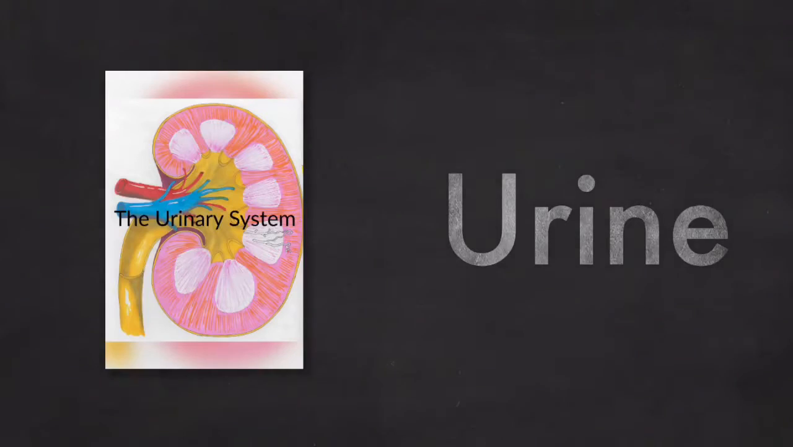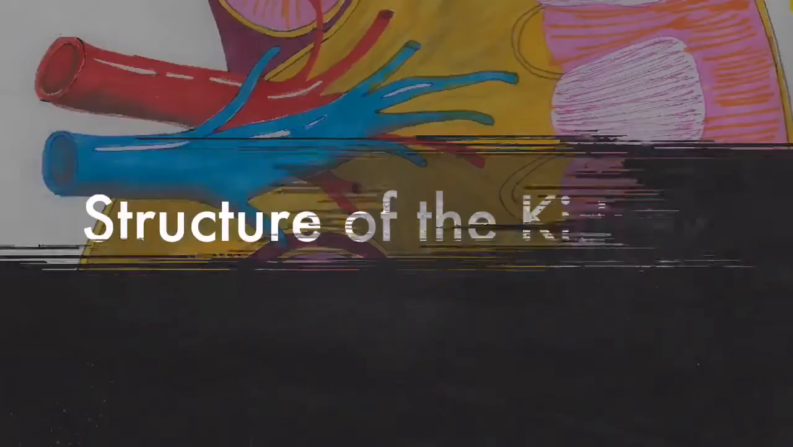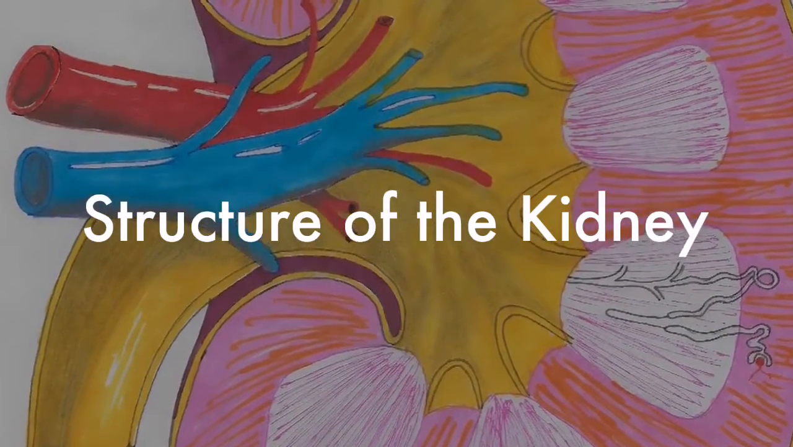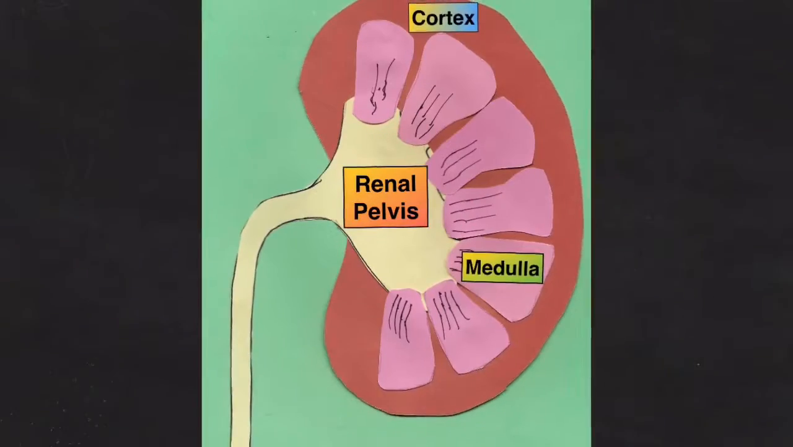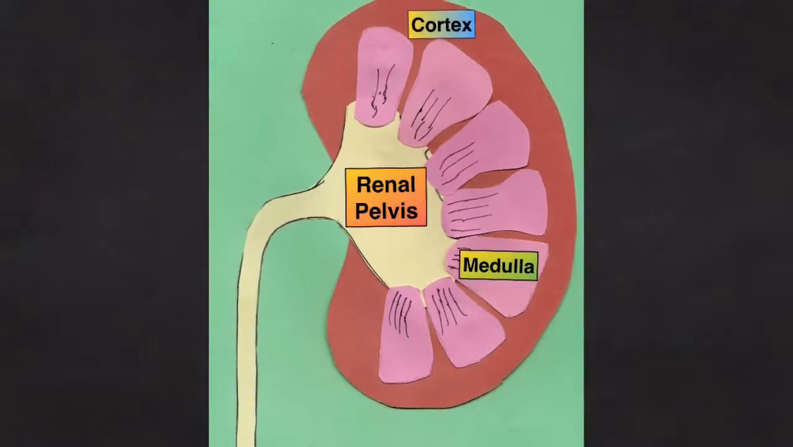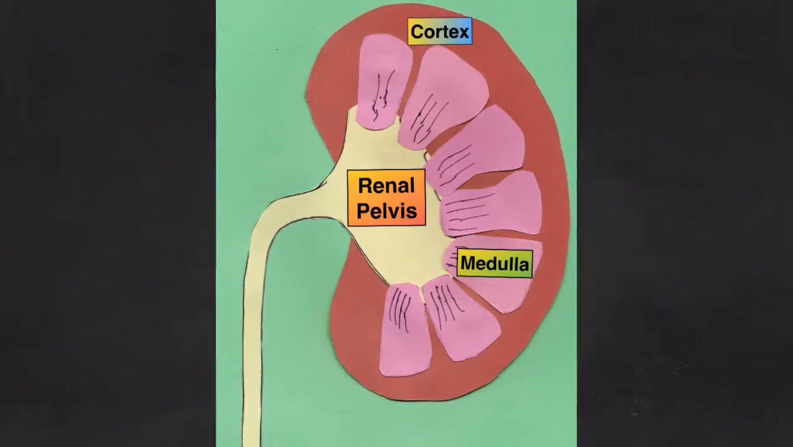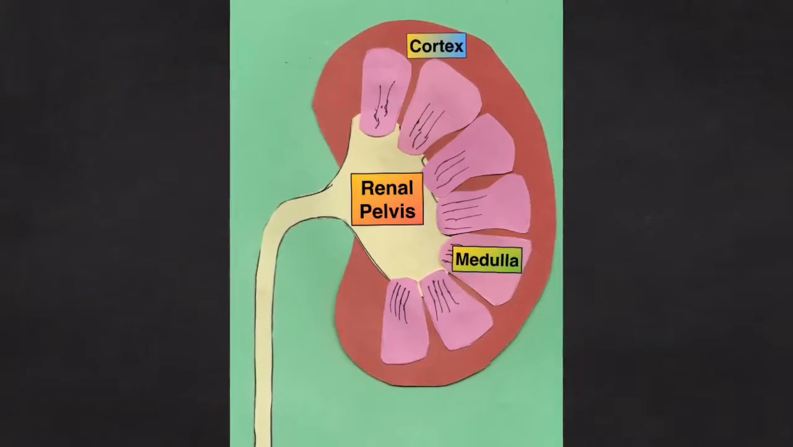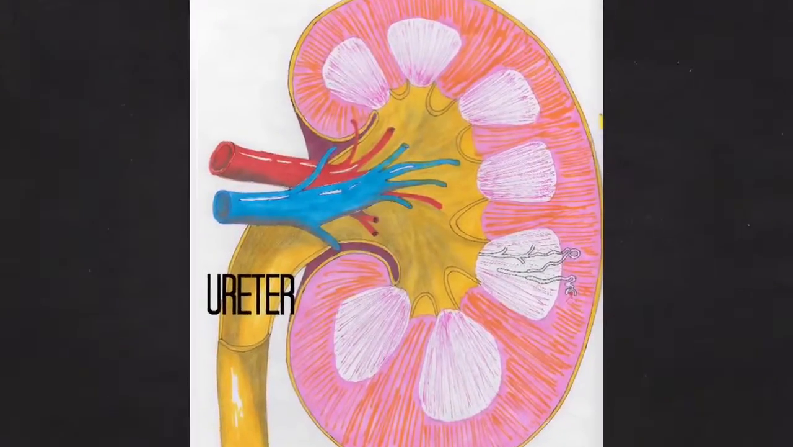Let's go into how urine is actually formed now. To know how urine is formed, you have to really know the structure of the kidney, so let's go over that now. The outermost region of the kidney is known as the cortex, and I always remember this by saying cortex, C for corner. Then in the middle of the kidney you have the medulla, M for middle. Then you have the renal pelvis, and this all leads to the urethra.